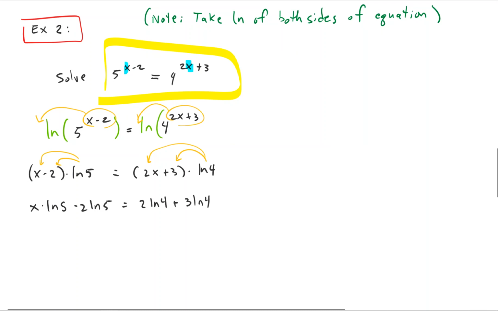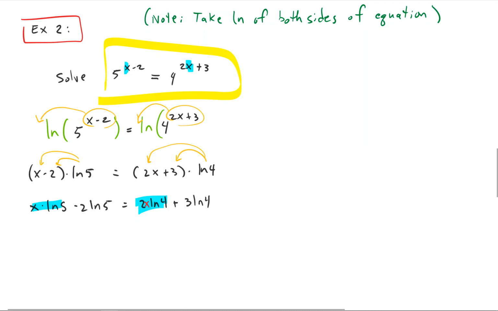So our next step now is we want to isolate the terms that have x's in them, which is the x times ln of 5 on the left. Oh, and I forgot to write the x on the right, so let me add that. I'll put it in red just so you know that I just added it late. So 2 times x times the ln of 4 on the right.